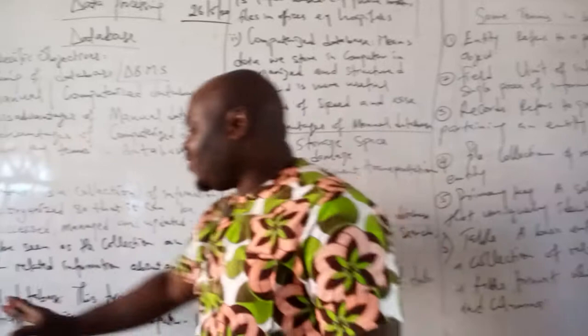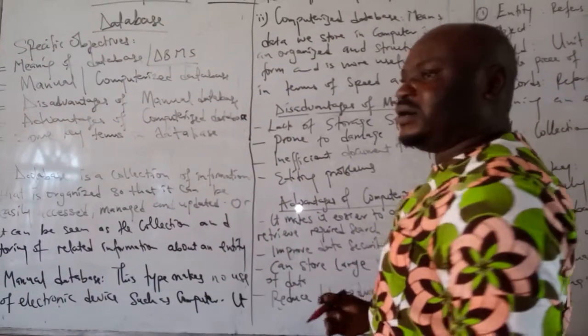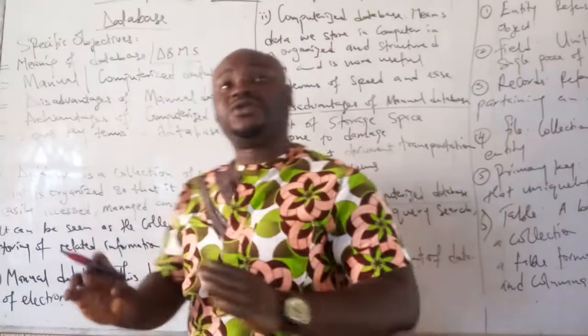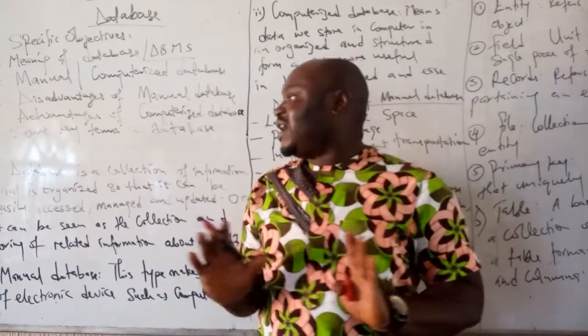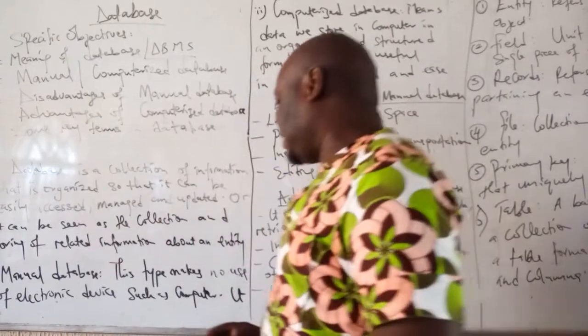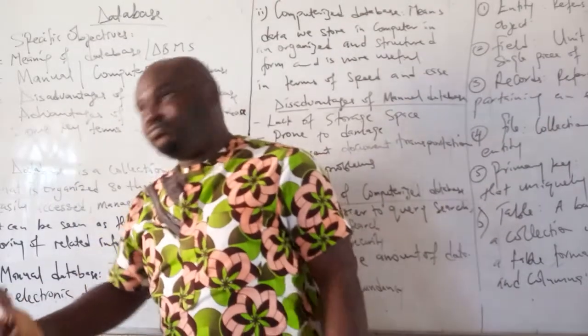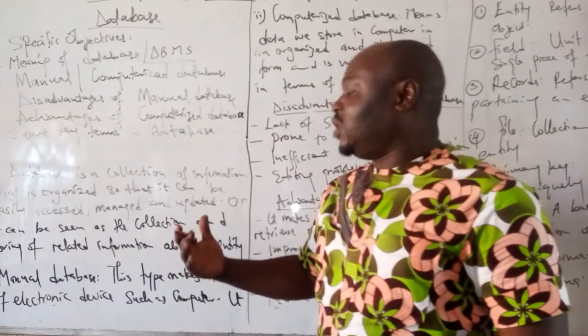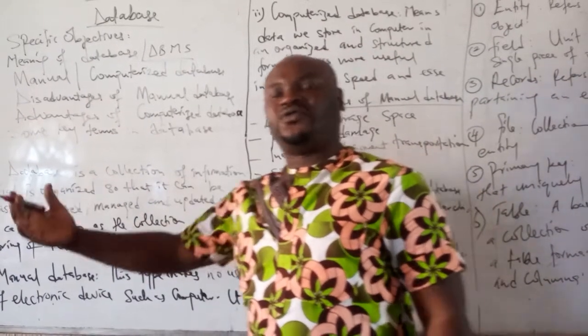Then we move over to manual database. What is manual? When you talk of manual, it simply means that that thing does not make use of machine or another electronic device. So in this context, what we are simply talking about here is that you can create database through the manual means. What is that manual means? It has no use of computer.